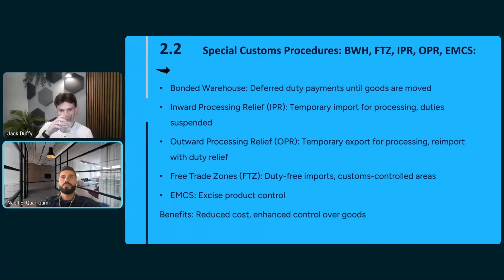Okay, so then the next window would be the special customs procedures, quickly. GTS supports, of course, all these special customs procedures that we call: bonded warehouse, free trade zones or FTZ, IPR, inward processing, the outward, so OPR, and as said earlier, the EMCS, so the excise.